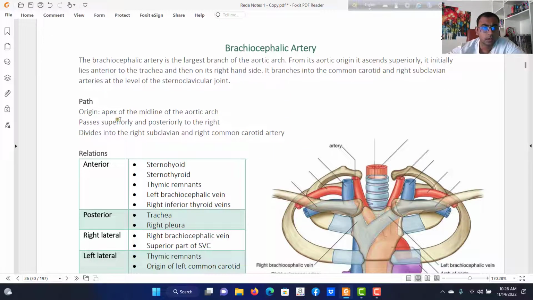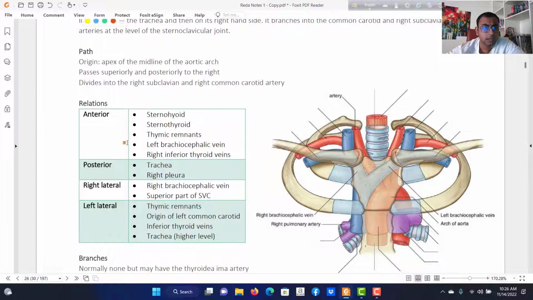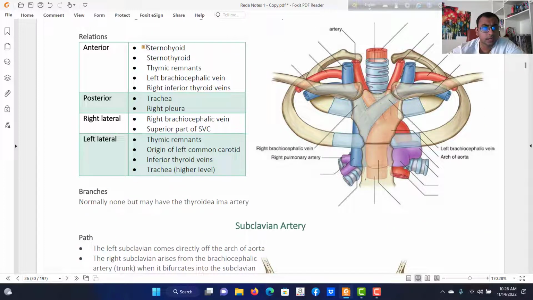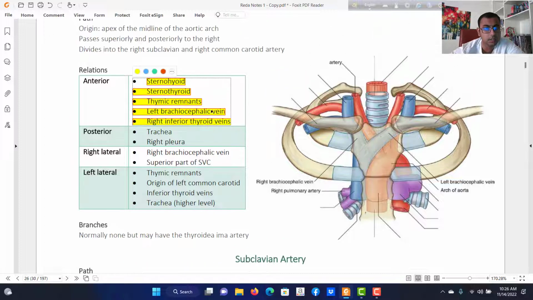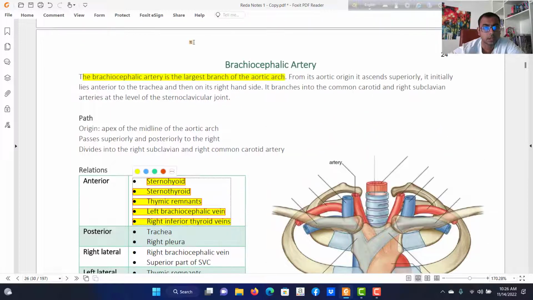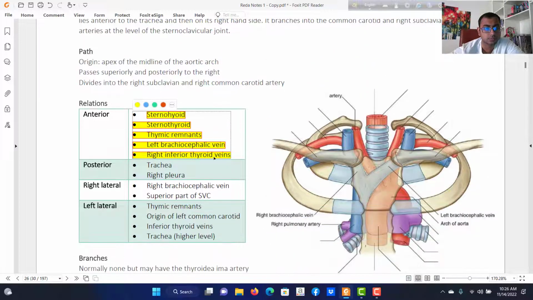Now the brachiocephalic artery. The brachiocephalic artery is the largest branch of the arch of the aorta, and it has some relationships. Anteriorly: sternothyroid, thymic remnants, left brachiocephalic vein, and right inferior thyroid veins. Because the inferior thyroid veins come near the brachiocephalic trunk. So you must know this.